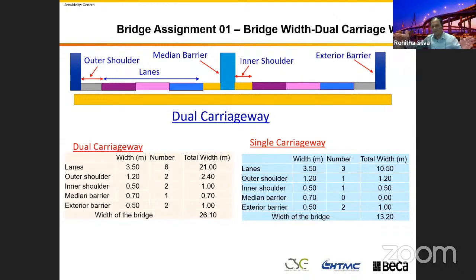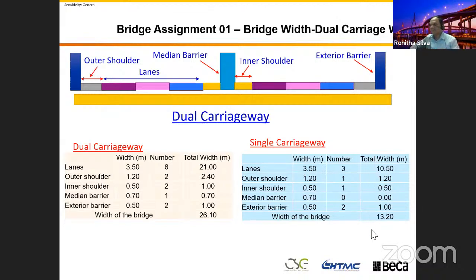The width of the bridge, the dual carriageway width, is 26.1 meters. This total length, from here to here, is 26.1 meters. In other words, when you are constructing your bridge deck, the deck width should be 26.1 meters. When you are designing your bridge, spanning across, it should be able to support 26.1 meters of deck. It carries 6 traffic lanes going in both directions. So we know the width of the deck for the dual carriageway.